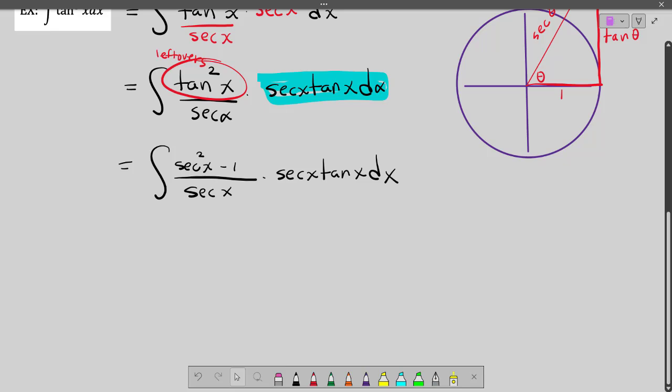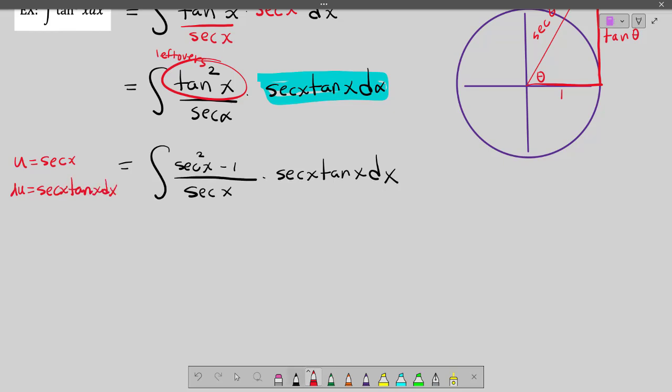And then we're ready for our u substitution. So now we let u be the secant of x. du is going to be secant tangent. So we end up with that.